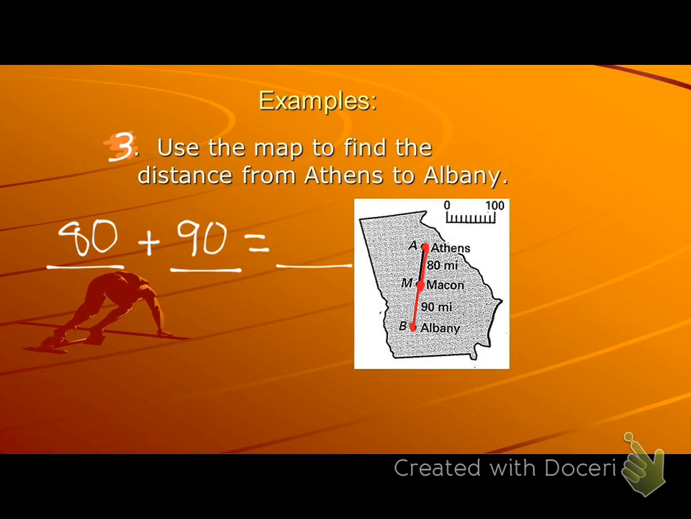When we're looking for something in math class, we usually use a variable like an x. And then the 80 and the 90 are on the same side of the equal sign, so you just add them, and you get 170 miles. So either way is fine with me.